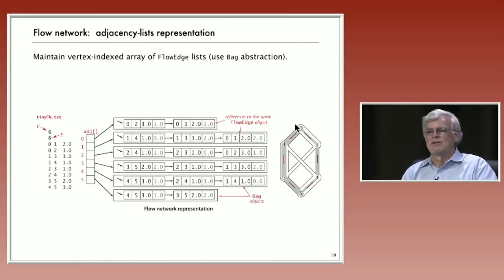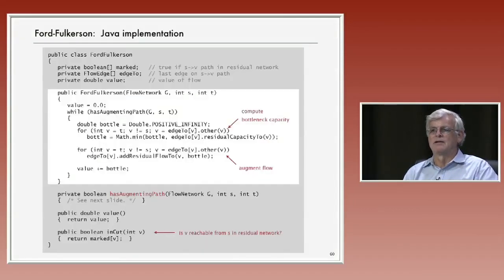So a flow network has got flows in it, that's the gray, and it's got capacities, that's the white, and otherwise it's kind of similar to our undirected graph representation. But when we're processing the graph, we use residual capacity to make it work in the residual graph in the natural way. So this is the implementation of the Ford-Fulkerson algorithm.